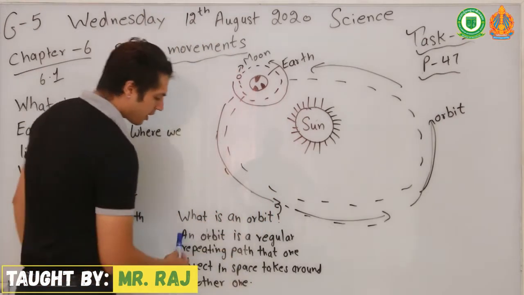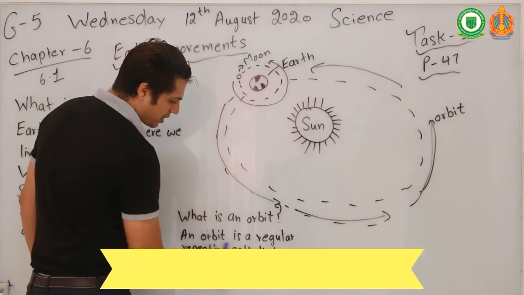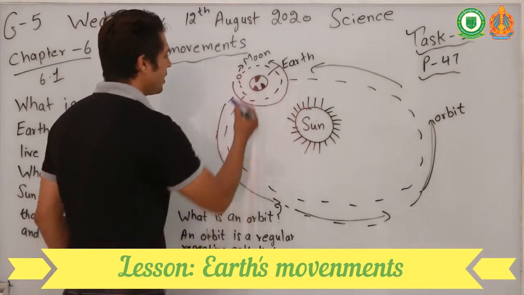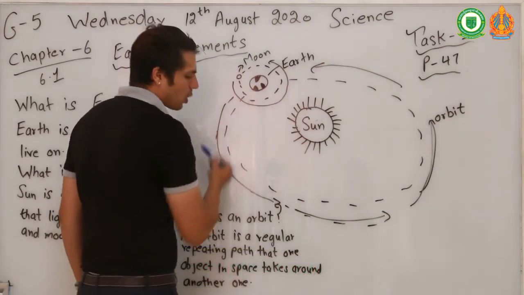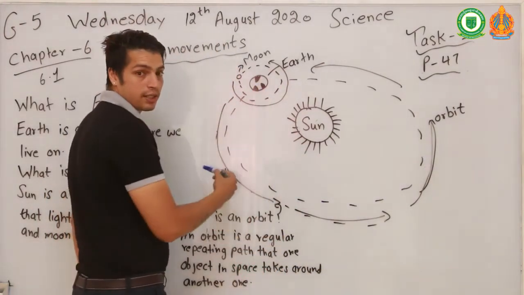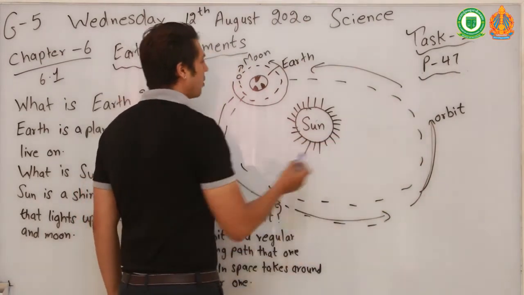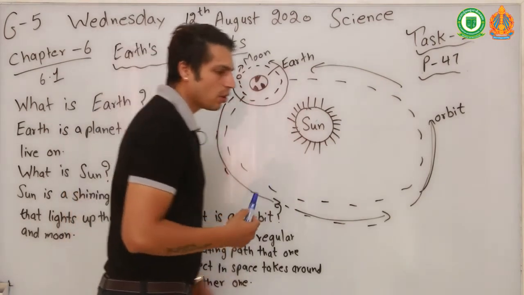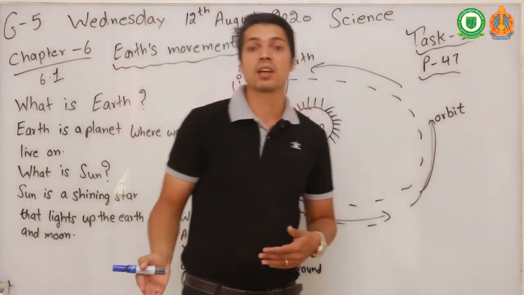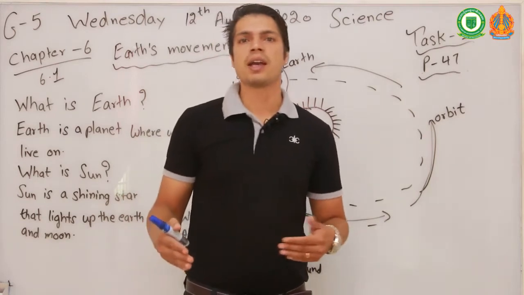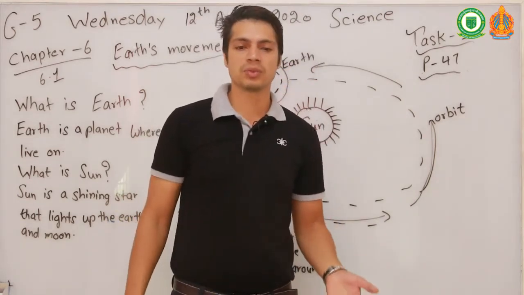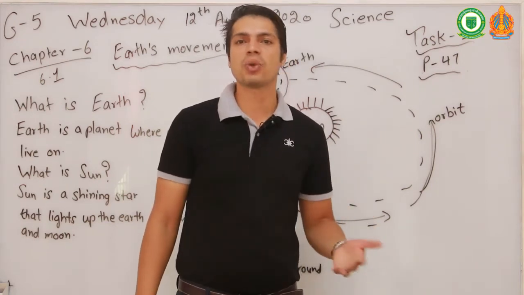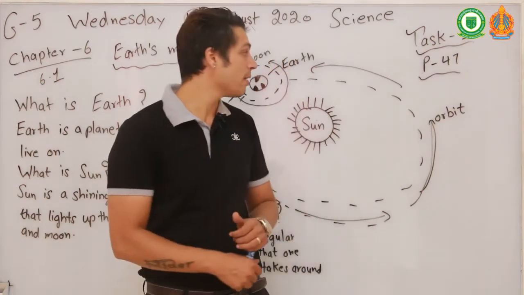So what is an orbit? An orbit is a regular repeating path that one object in space takes around another one, like this we can see. So Earth orbits around Sun and it rotates counterclockwise like this side, okay? And Moon orbits around Earth, okay? So we have 8 planets in our solar system, and there are so many moons that we cannot see. Something like these planets we cannot see with our naked eyes, okay?